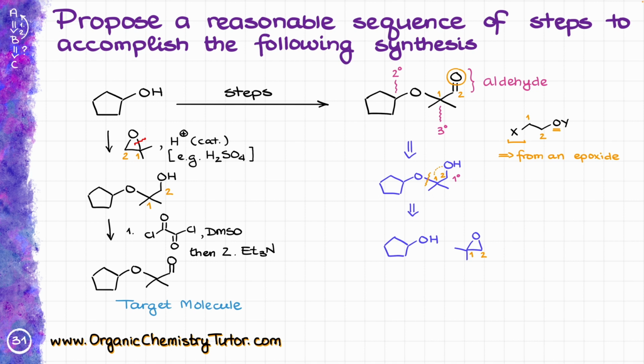So as you can see, this is a super simple synthesis as long as you recognize that you need to use an epoxide opening as the key step in this reaction. Could you do it using some other methodology? Well, probably you could, but I doubt that you would be able to find anything that is easier and more straightforward than this type of a reaction where you open the epoxide and then do the oxidation to give you an aldehyde. But if you have some other cool ideas, let me know in the comments below.